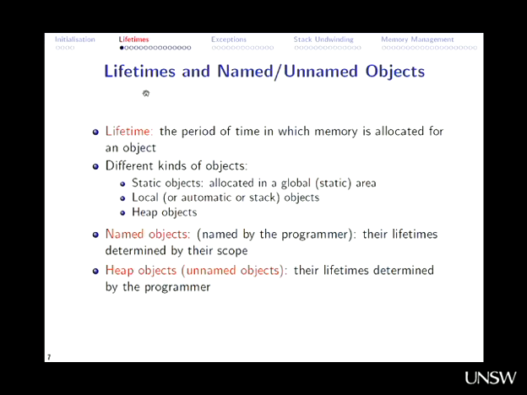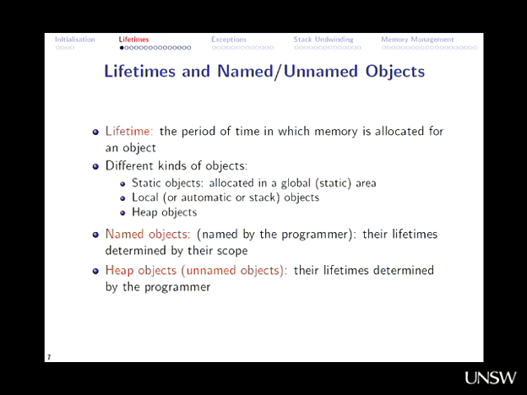Before we get into too much of that, let's talk about lifetimes. A lifetime is the period of time in which memory is allocated for an object. And there are 3 different types of objects. There are static objects, which are objects that are allocated in the global or the static area. There are local, or automatic, or stack objects; we'd say we put things on the stack. And then there are heap objects, and heap objects, of course, are objects up on the heap.